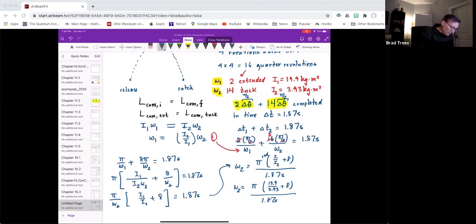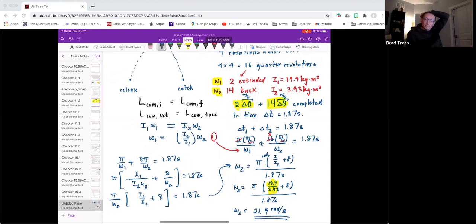19.9 divided by 3.93. That's 5.06 for that ratio right there. Then add 8. Then multiply by pi. Then divide by 1.87. And it turns out this person is, and this is the high speed part, omega 2 in the tuck position, 21.9 radians per second. That's quite a clip. That's what I get. Now, I haven't double checked all my math, but I think that's the general idea.